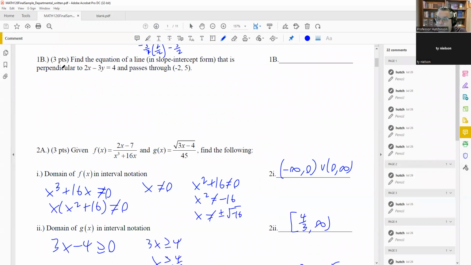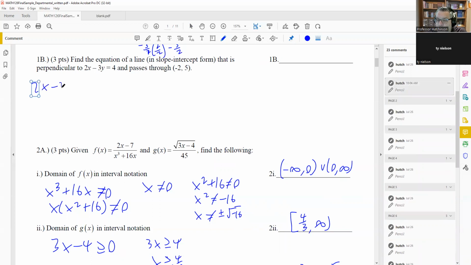-2, 5. Well, we're going to take the original equation here, and we want to first solve for y to figure out what the slope of the original line is. So that way we know which one to make this perpendicular to. So we're going to do negative 3y equals negative 2x plus 4. And then we want to divide everything by negative 3 because we want to get the y by itself. Negatives will cancel out here. Negative 2 over negative 3 will give you a positive 2/3 x.